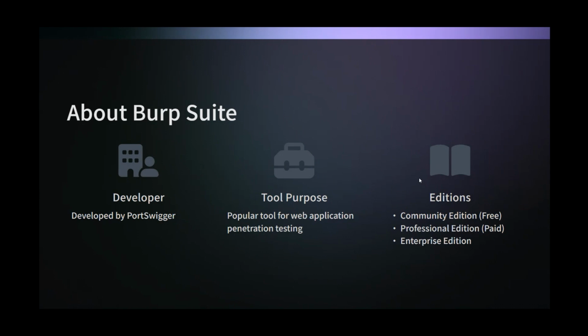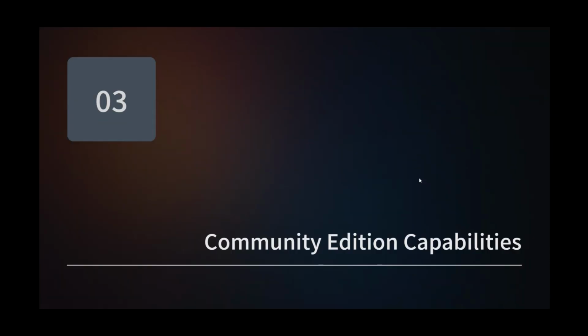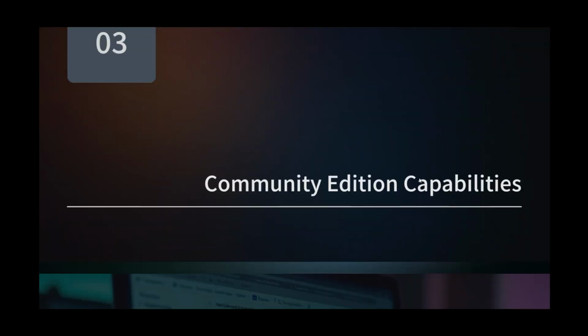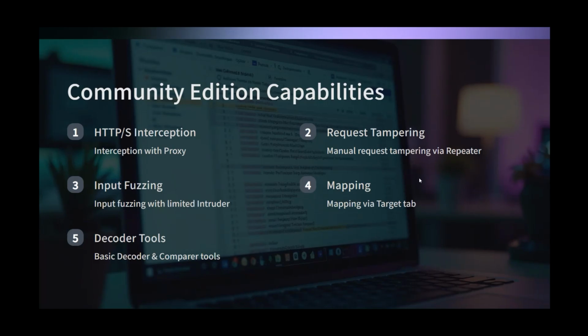Burp Suite has three editions. First one is the community edition, which is free, and second one is the professional edition, which is paid. It has a lot of functionalities compared to the community edition, and third one is the enterprise edition. With the community edition, we can do HTTPS interception, request tampering, input fuzzing, mapping, and decoder tools. I will describe those in the live demo.